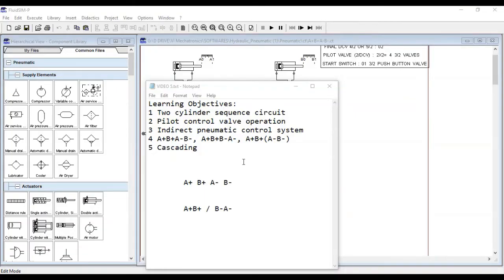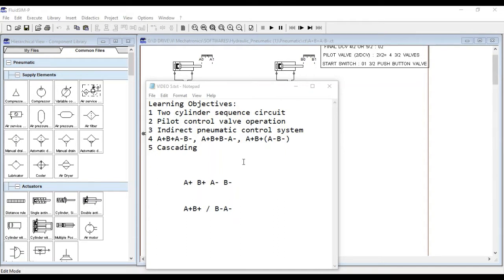The learning objectives are: number one, two cylinder sequence circuits. That is, there are two cylinders which we have to control. Pilot control valve operation, indirect pneumatic control system, and the circuits A plus B plus A minus B minus, A plus B plus B minus A minus, and A plus B plus and simultaneously A minus B minus. And the last objective is cascading.